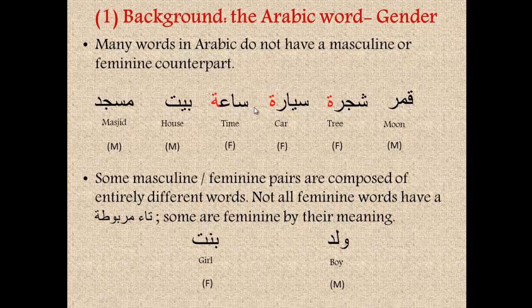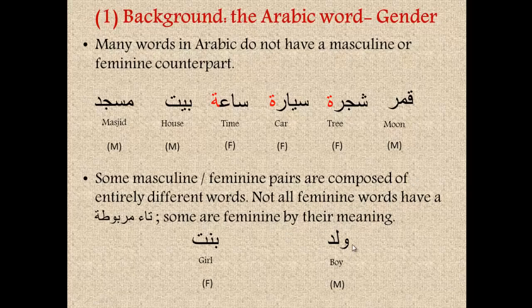For example, the word sa'ah, which means time or hour, is feminine. But you can't drop the tamar buta to get the masculine counterpart. That just doesn't exist. So these words appear and exist by themselves, and they have a fixed gender. Some masculine-feminine pairs are composed of entirely different words.